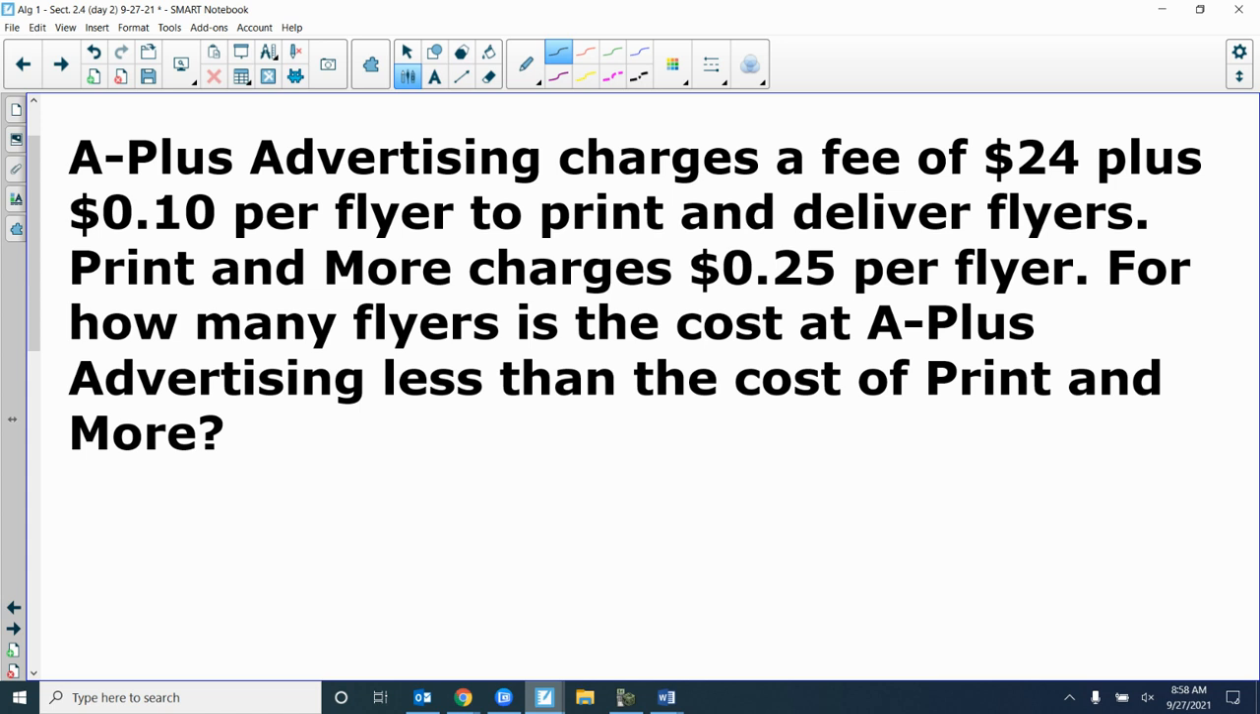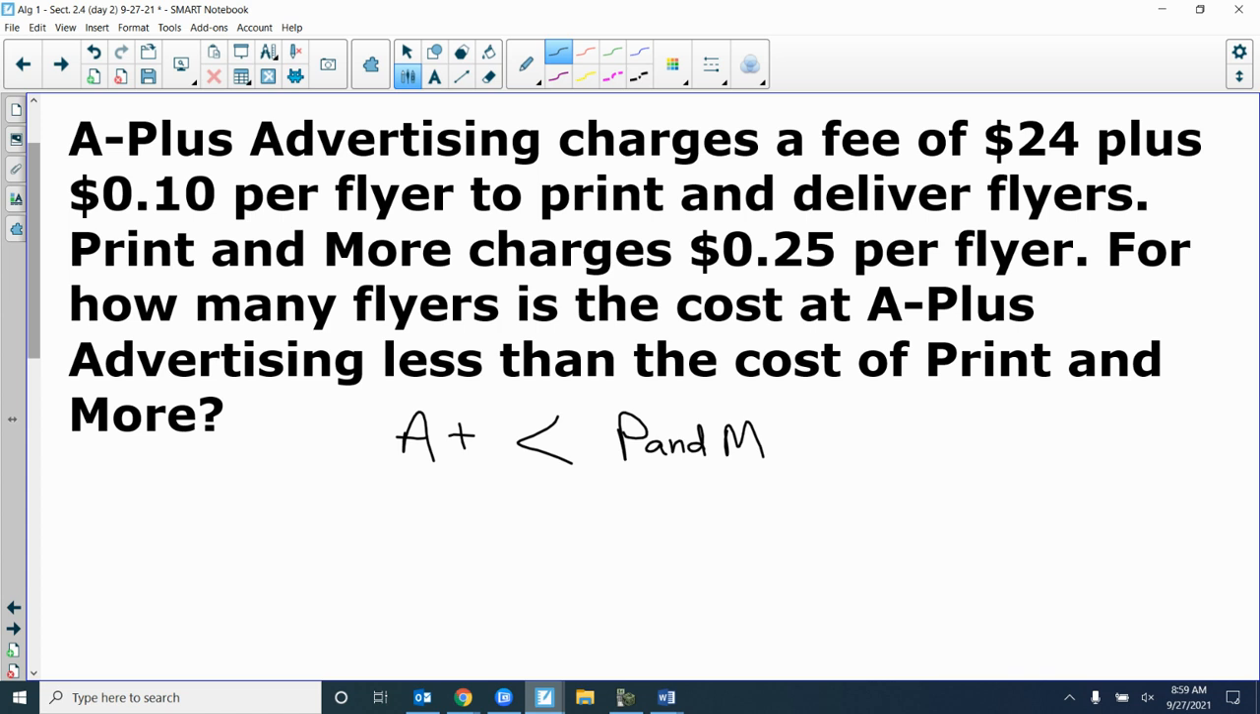So the first thing I would do, I would identify my inequality. A Plus is less than Print and More. So I would just do something like that. I would just identify an equality or an inequality, so that I know how to do it. Now I'm going to figure out how much does each of them cost. How do I write that down? Okay, Jenna, do you know how I would write down the cost for A Plus?